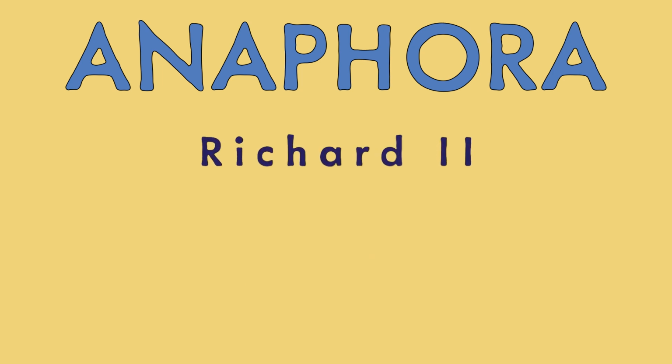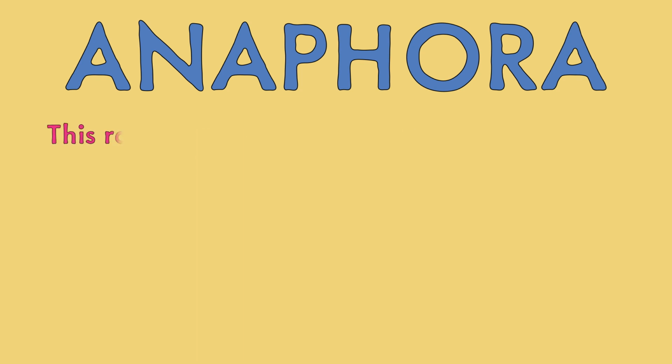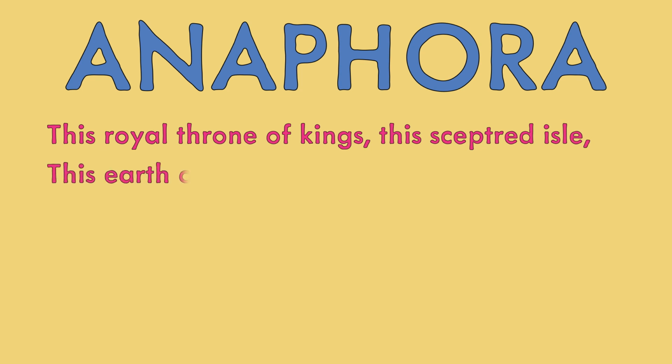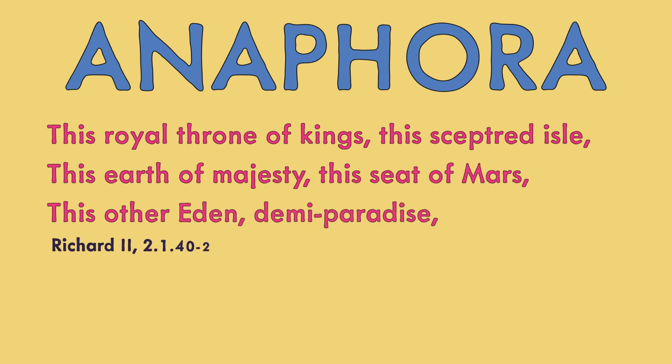In another Shakespeare play, Richard II, we see another seemingly minor word repeated. "This royal throne of kings, this sceptred isle, this earth of majesty, this seat of Mars, this other Eden, demi-paradise." In fact, the word "this" is repeated 17 times in this speech by John of Gaunt. But again, the question is, why does he repeat the word "this"?